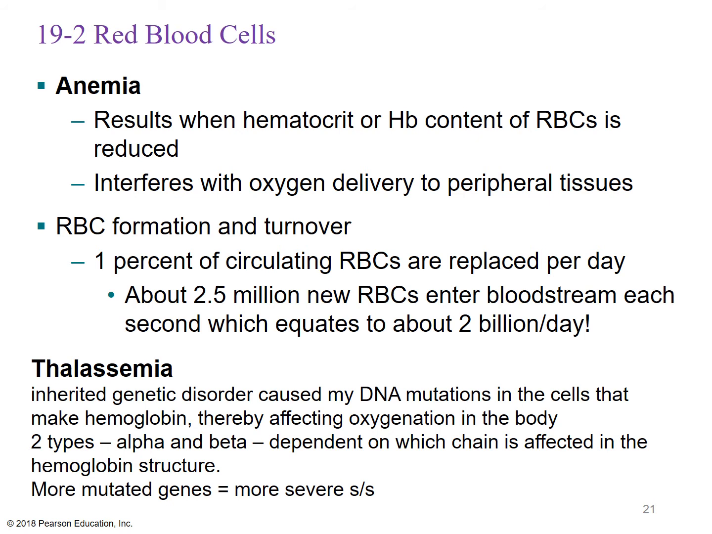There are two types of thalassemia. So there's alpha thalassemia and beta thalassemia. And this is all dependent upon which chain is affected in the hemoglobin structure, because remember, it was that quaternary structure that had 4 different chains, 2 alpha chains, 2 beta chains. So depending upon which chain is messed up will depend upon the severity of the thalassemia.